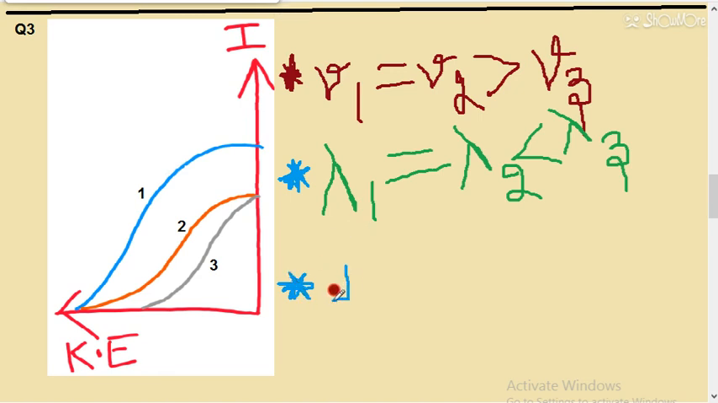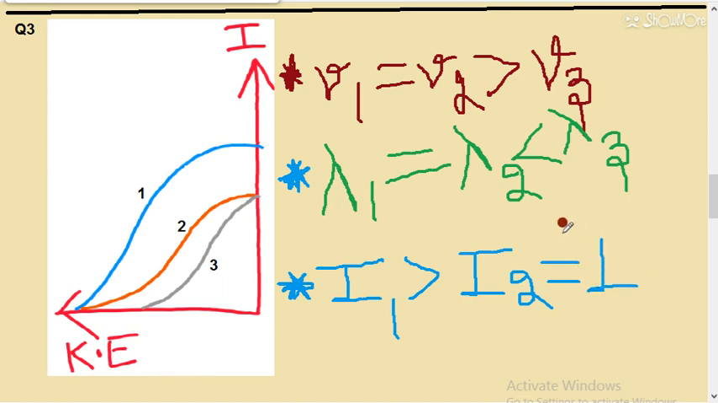For the intensity relation, the radiation with intensity I1 has the maximum current, so I1 is greater than I2. For the second and third, the current is the same, so I1 is greater than I2 equal to I3. This will be the relation for the intensity of radiation 1, 2 and 3.